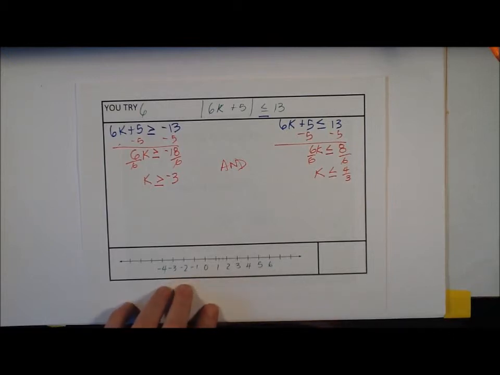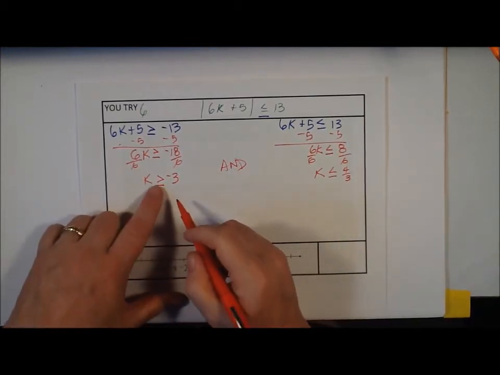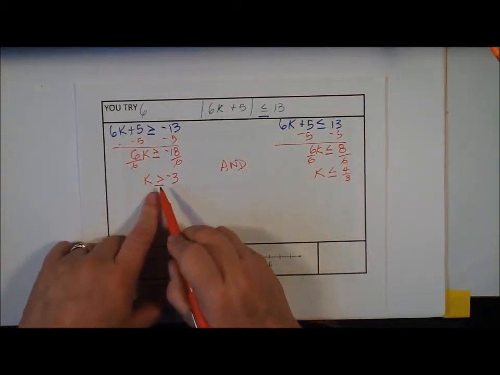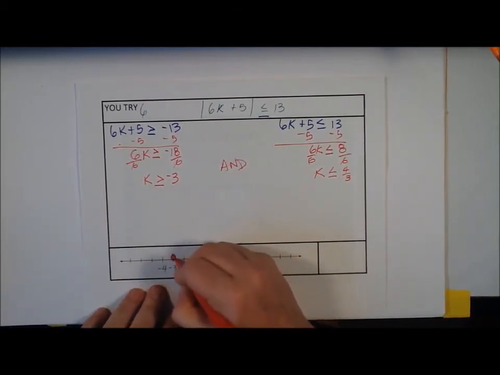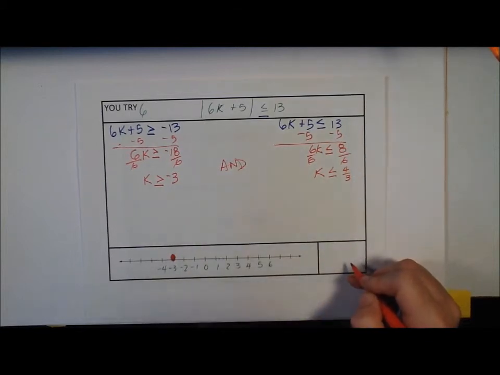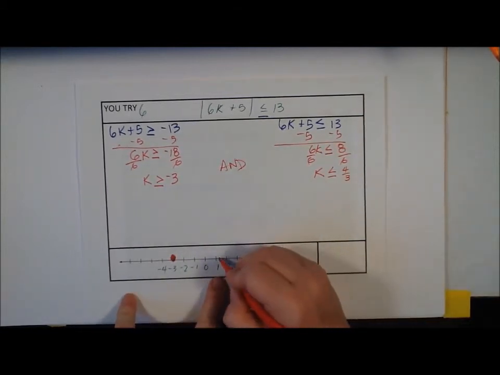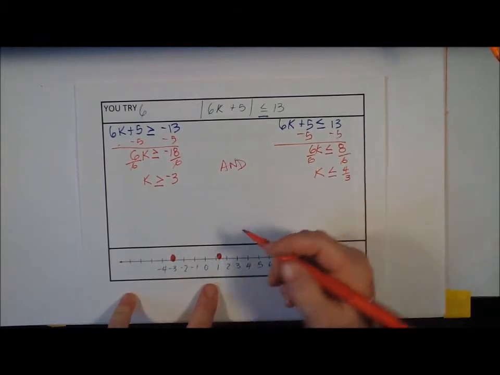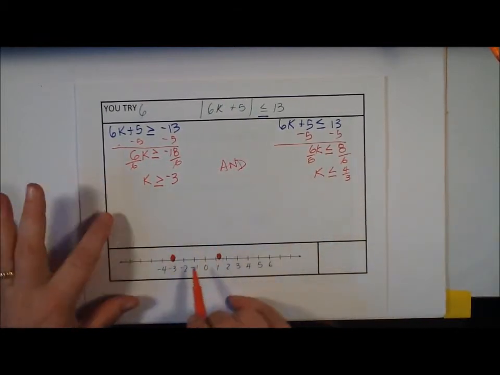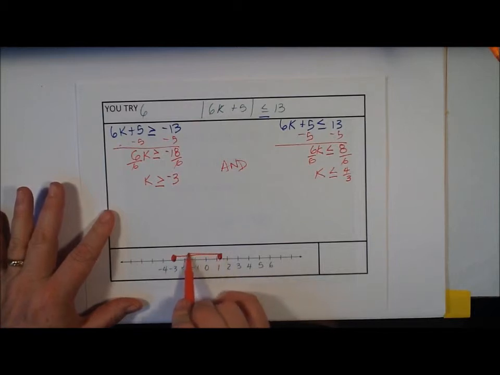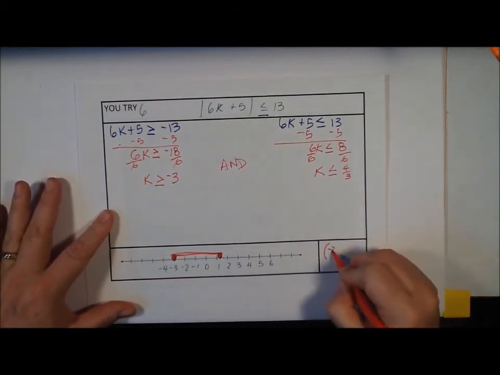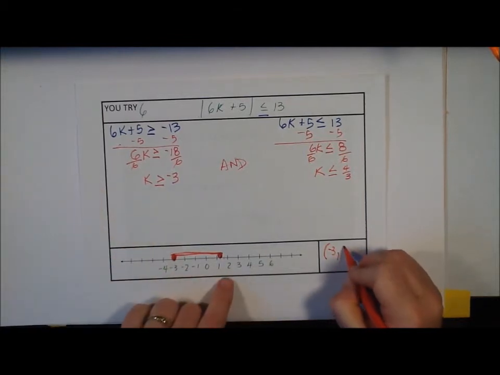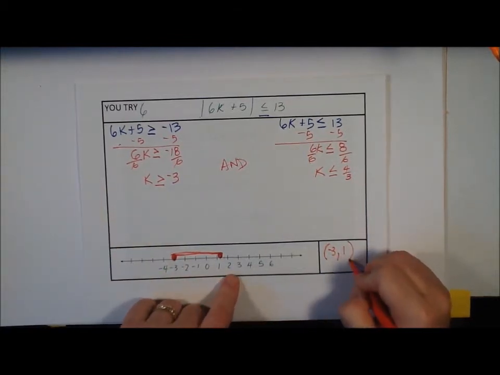So again, I'm going to graph that. First I'm going to find -3. Watch this. This is greater than or equal to, so it's a solid dot. And here I have 4/3, which is a little bit more than 1. So I have a solid dot. And because it's and, the answer is the numbers in between. So here the range is from -3 to 4/3.